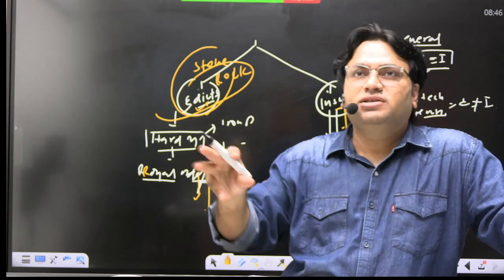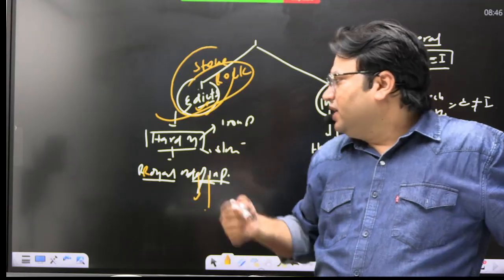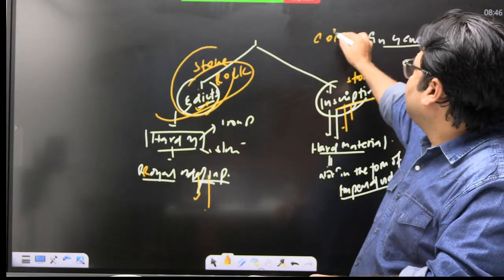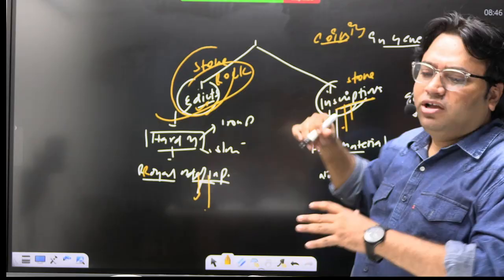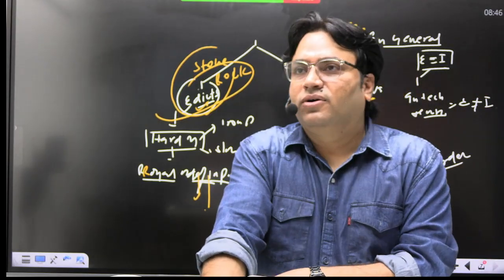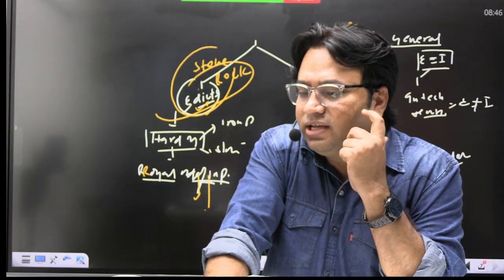So in this way, this is the basic difference. But if something has been written on coins, that will also be called a coin inscription. So this is basically the technical definition.